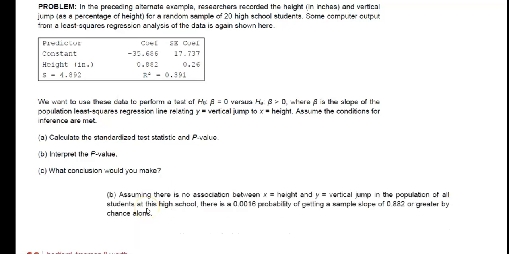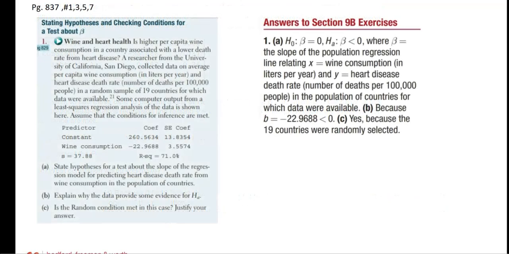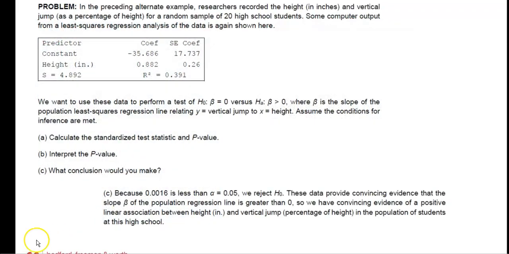Let's see what they said there. 0.882 or greater by chance alone. What conclusion would you make? Because our p-value of 0.0016 is less than the alpha level of 0.05, we reject the null. We have convincing evidence that there is a positive linear relationship between the vertical jump and the height in the population of students. Perfect. Okay, that's your lesson for today.